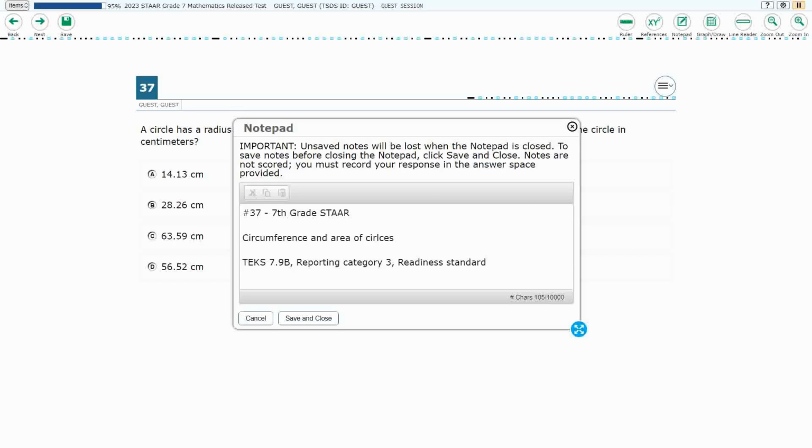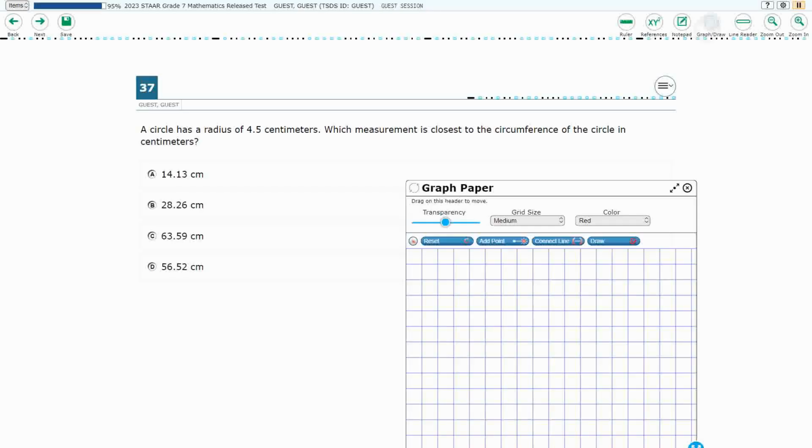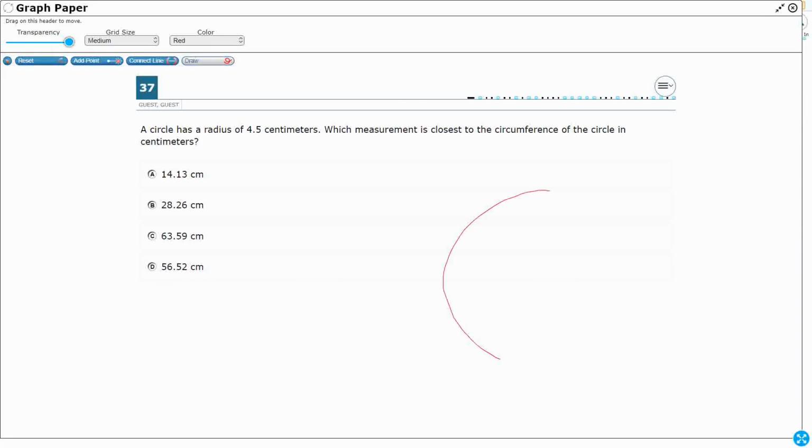For number 37, we are looking at the circumference and area of circles, a readiness standard, TEKS 7.9b, and reporting category 3. So we have a circle here, and let's go ahead and just draw something so we can visually represent it. So I've got a circle. What do we know about the circle? It's got a center point, radius of 4.5. So radius, remember, is from the center out to the side, straight line. I drew it to the right, but it could be honestly in any direction, right?